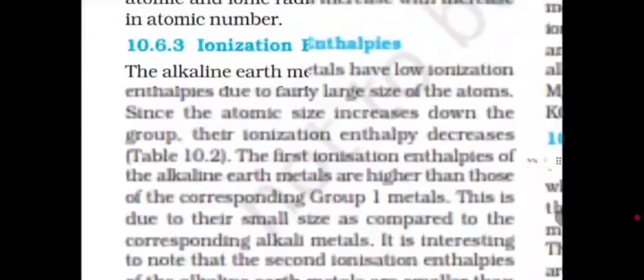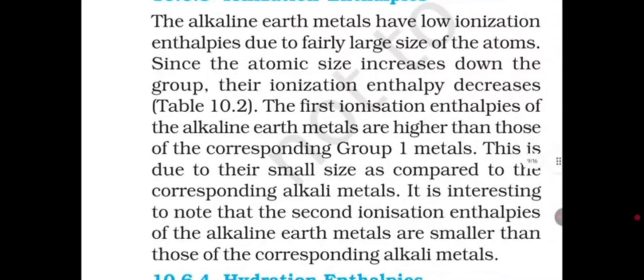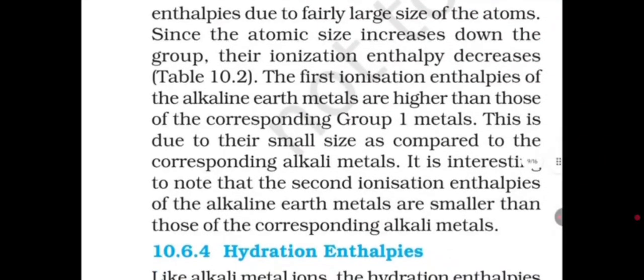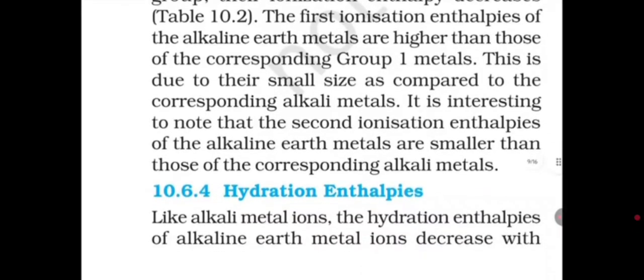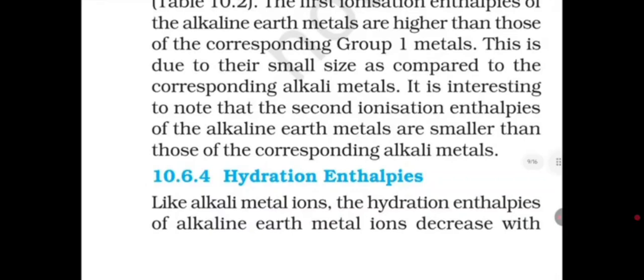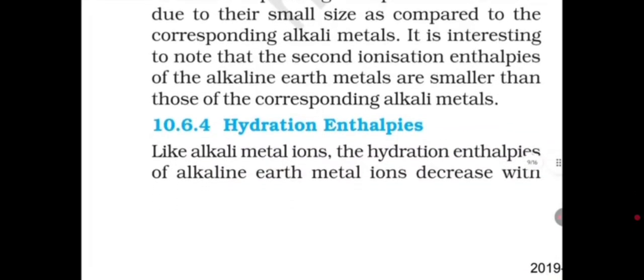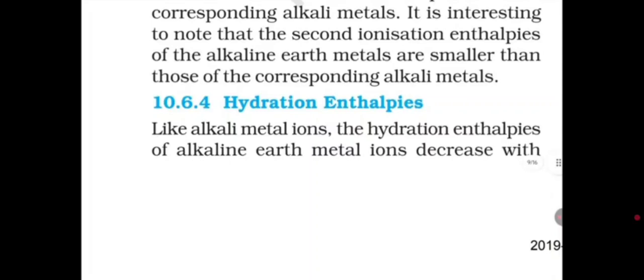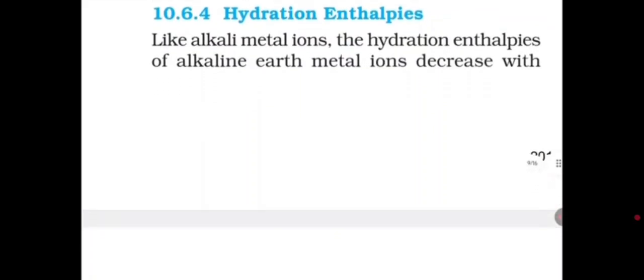Next topic we have ionization enthalpy. The alkaline earth metals have low ionization enthalpy due to the fairly large size of the atoms. Since the atomic size increases down the group, their ionization enthalpy decreases. The first ionization enthalpies of the alkaline earth metals are higher than those of the corresponding group 1 metals. This is due to their small size as compared to the corresponding alkali metals. It is interesting to note that the second ionization enthalpies of the alkaline earth metals are smaller than those of the corresponding alkali metals.